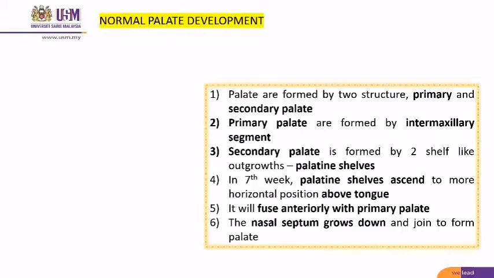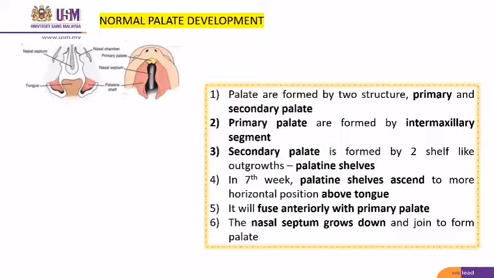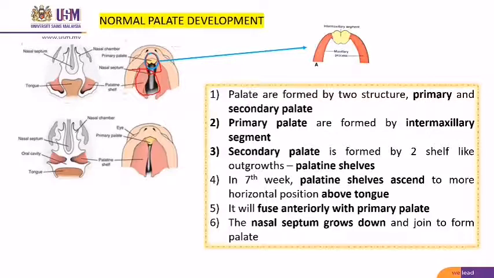To understand the formation of cleft palate, you need to know the normal palate development. So in humans, the palate is formed by two structures, the primary and secondary palate. The primary palate is formed by the intermaxillary segment, while the secondary palate is formed by two shelf-like outgrowths that we call palatine shelves. In the 7th week, the palatine shelves, from a more diagonal position, ascend to a more horizontal position above the tongue, like right here, and fuse anteriorly with the primary palate. And then you see the big structure up here, which we call the nasal septum. It will scroll down and fuse with the palatine shelves to form the palate right here.